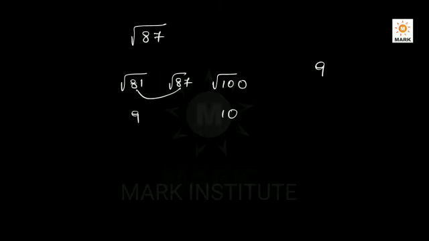Root of 87 lies between root 81 and root 100, that is 9 and 10. The whole number is 9. What is the difference between 81 and 87? It is 6. What is the double of 9? 18. So 6 by 18 is 1 by 3. So 9 1 by 3, that means 9.33 is the square root of 87.